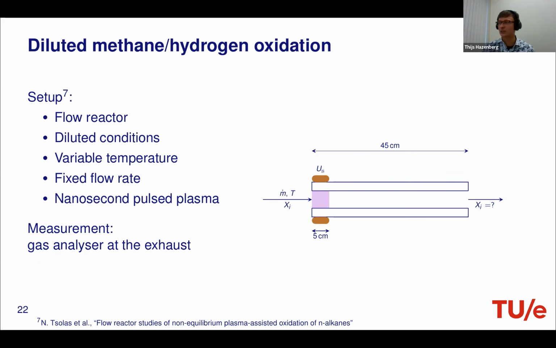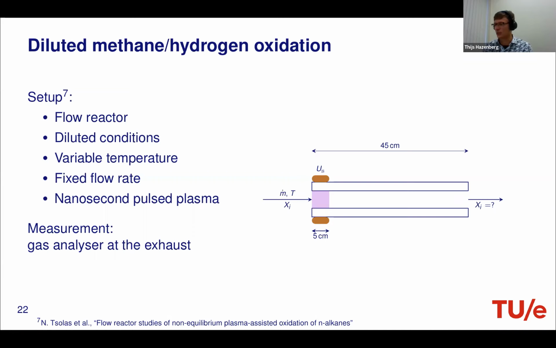Finally, a little bit of an example. That's considered a case for which experiments have been done in the literature. And this is a flow reactor where you have, at the beginning of the reactor, 2 electrodes which create a plasma. And then there is a long distance behind it where this mixture can react. This setup is placed in a furnace and it's kept at a constant temperature. Moreover, the conditions are diluted, which means that heat release is relatively low.